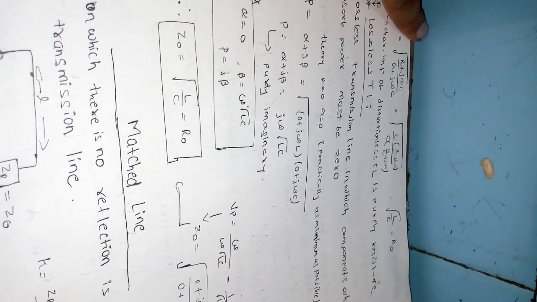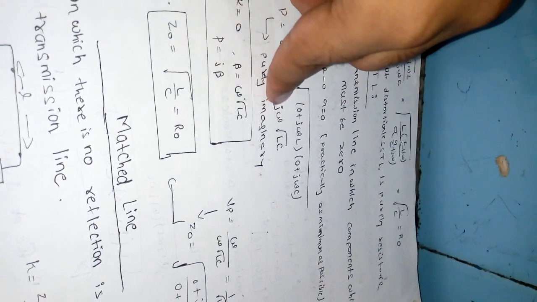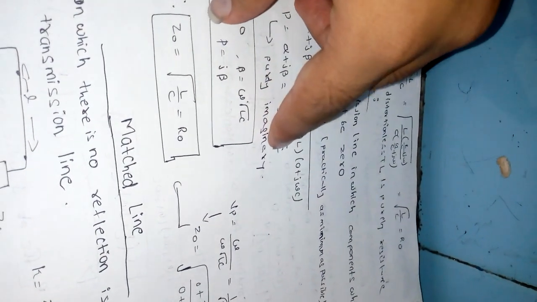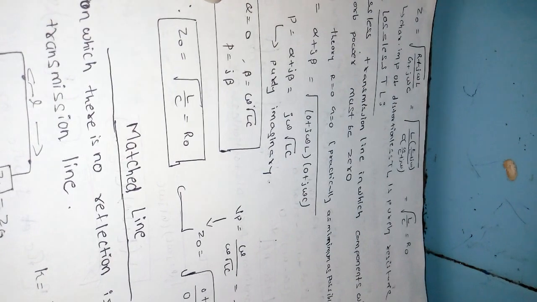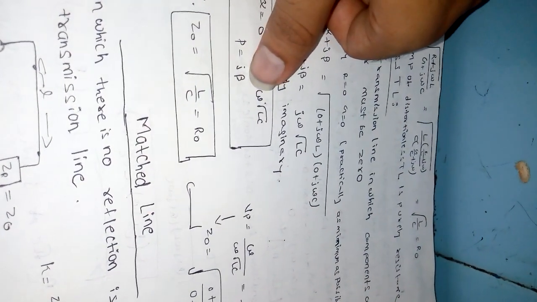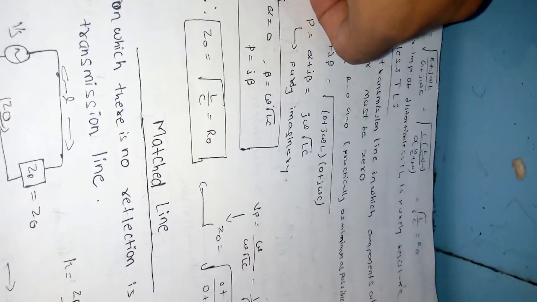In a perfect dielectric medium also, gamma equal to j omega under root mu epsilon. Same here, perfect dielectric medium or lossless medium. So here alpha equal to 0, beta equal to omega under root LC, P equal to j beta, the propagation constant, and Z naught equal to under root L by C, which is R naught.